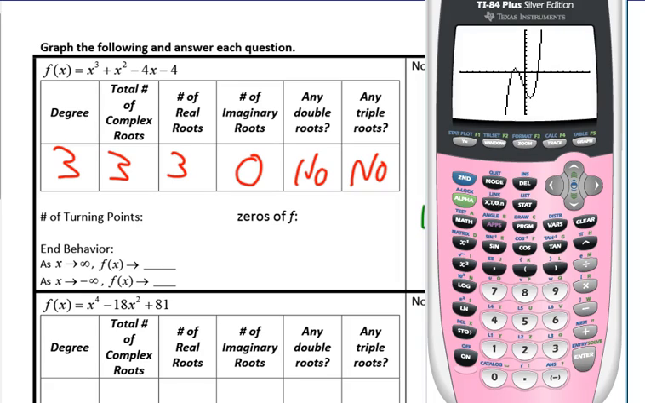All right, turning points. How many turning points did we say? Turning points, 2. As x approaches positive infinity, f of x approaches positive infinity. As x approaches negative infinity, f of x approaches negative infinity. And what are our zeros? Think you can do the other two, or you want to do one more together?